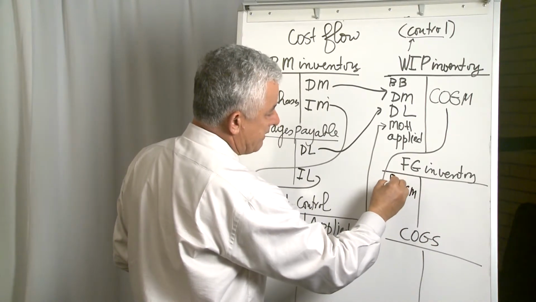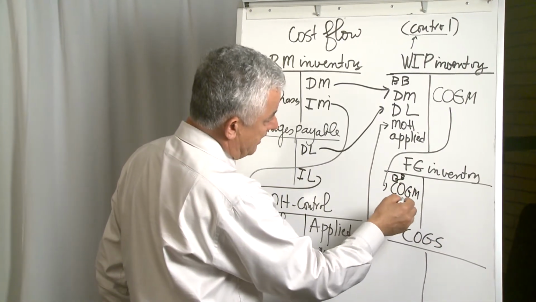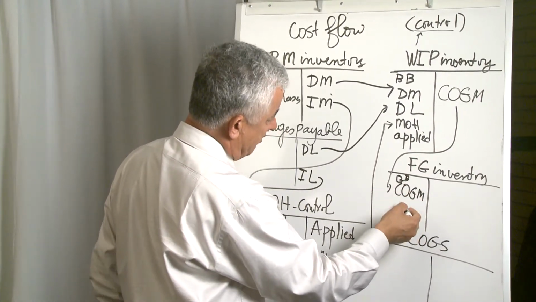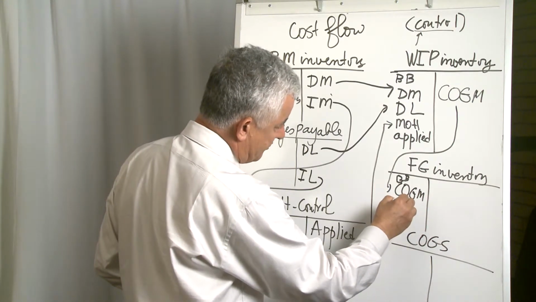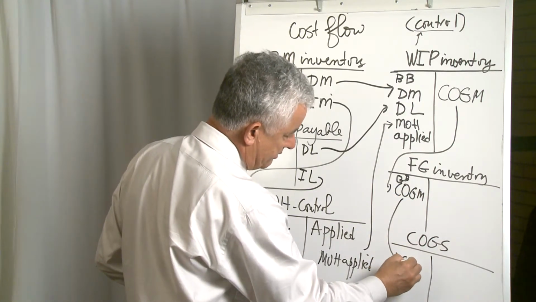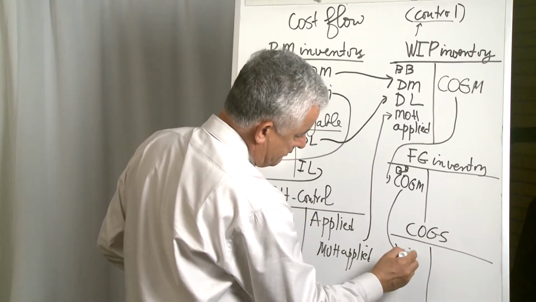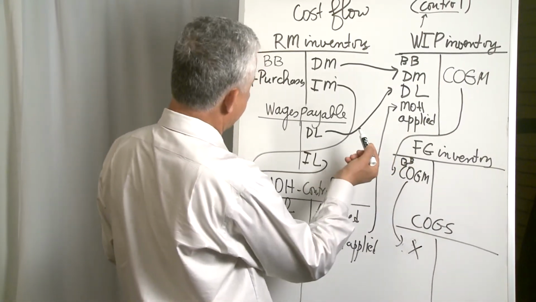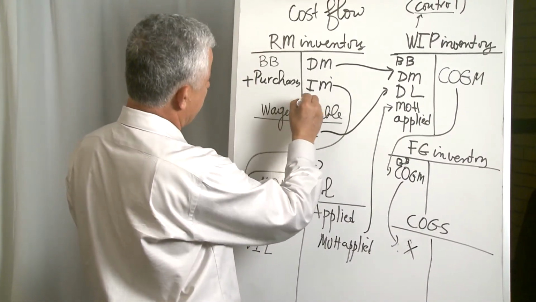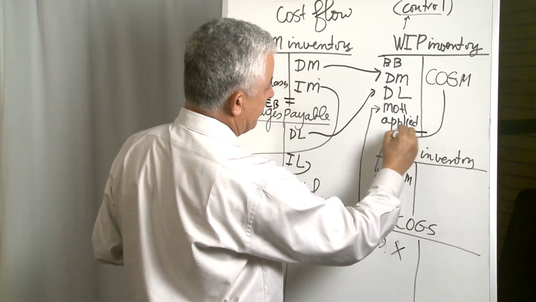So we have a beginning balance here. And once this job or the batch of jobs are finished, then they have to be transferred to the cost of goods sold here. Now we have our ending balance here, EB, and then we have the ending balance here as well.